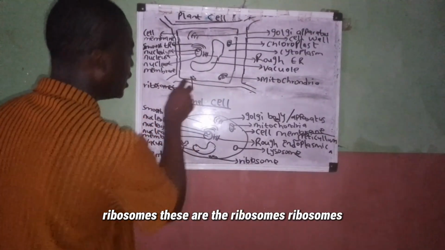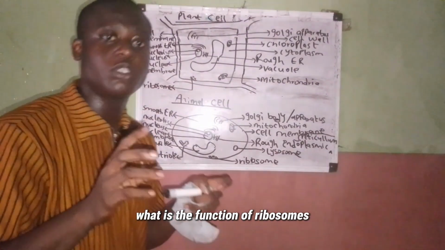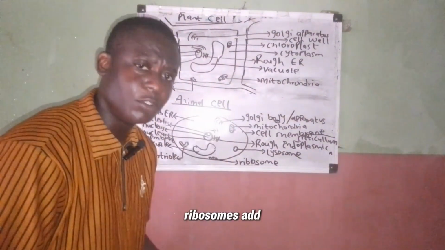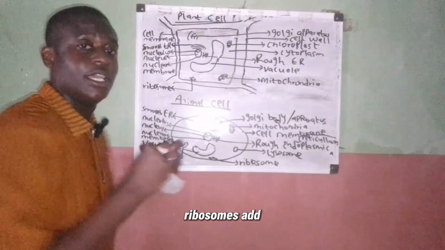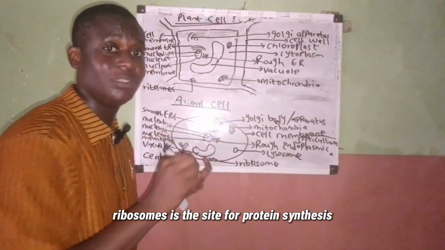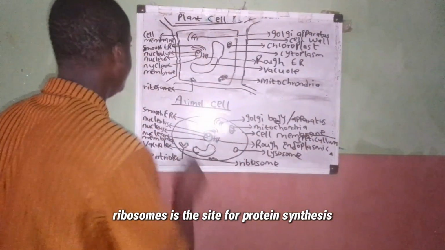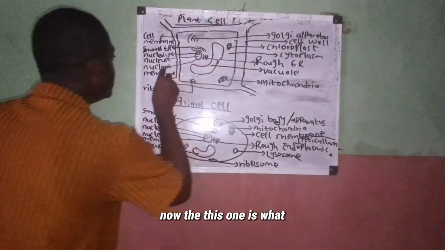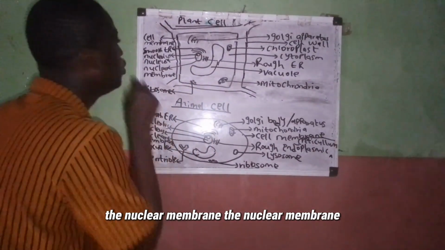Ribosomes. These are the ribosomes. What is the function of ribosome? Ribosomes are the site for protein synthesis. Now, this one is what? The nuclear membrane.